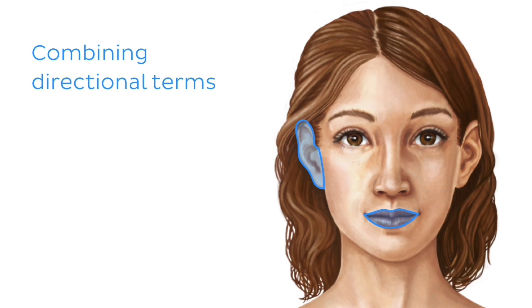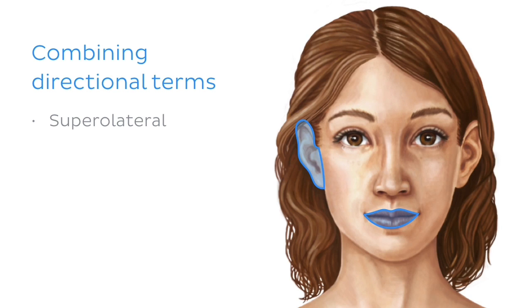So we can see that the ear is above or superior to the mouth. However, we could also say that the ear is lateral to the mouth, right? Fortunately, we can combine many of the directional terms we've just learned to give a more accurate directional term for examples just like this. For example, if the ear is both superior and lateral to the mouth, we can describe that as superolateral.